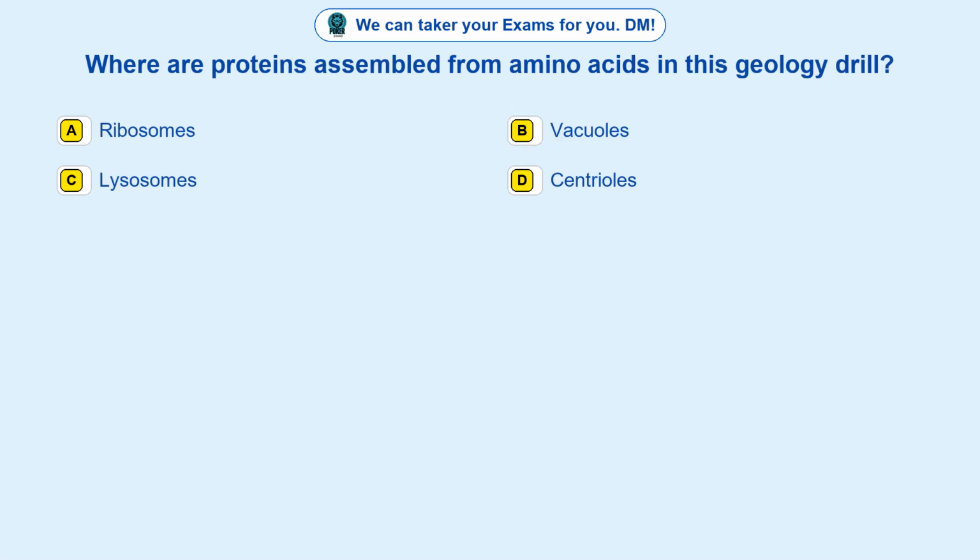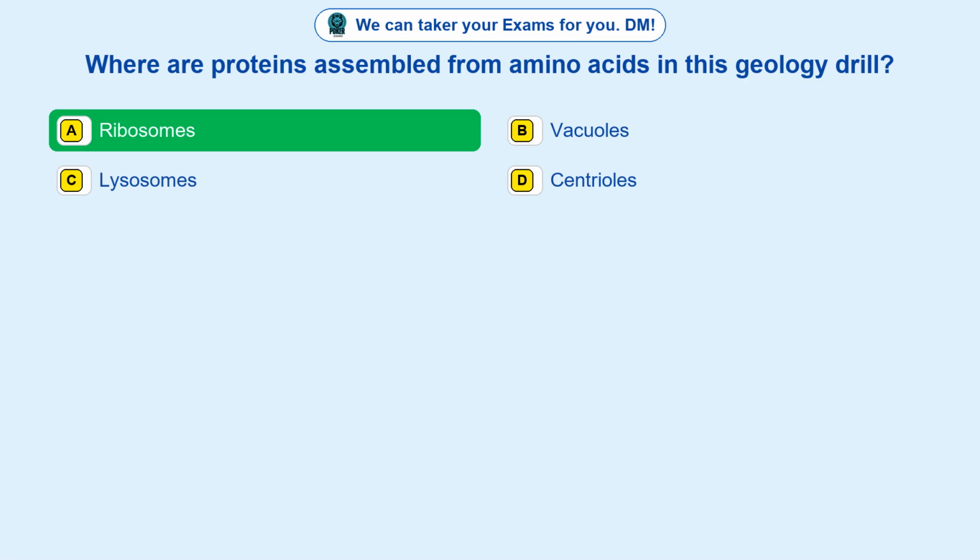Question 9. Where are proteins assembled from amino acids in this geology drill? Option A, ribosomes. Option B, vacuoles. Option C, lysosomes. Option D, centrioles. The correct answer is option A, ribosomes.